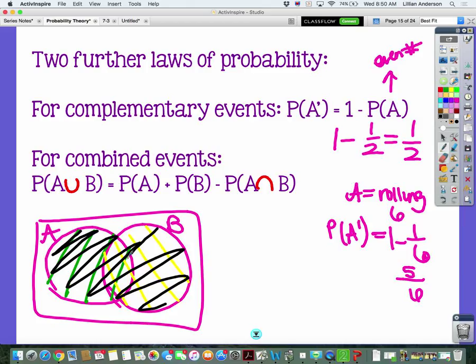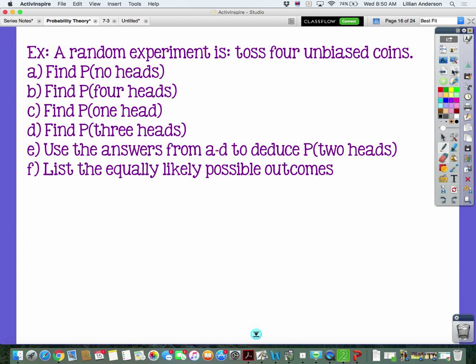So we're going to apply some of these laws, the concept of probability, to a few examples. Here we have a random experiment: tossing 4 unbiased coins. One thing to help think about is that it's not like you're putting 4 coins in your hand and just throwing them up in the air. No, it's like you're taking 4 coins and flipping them individually.